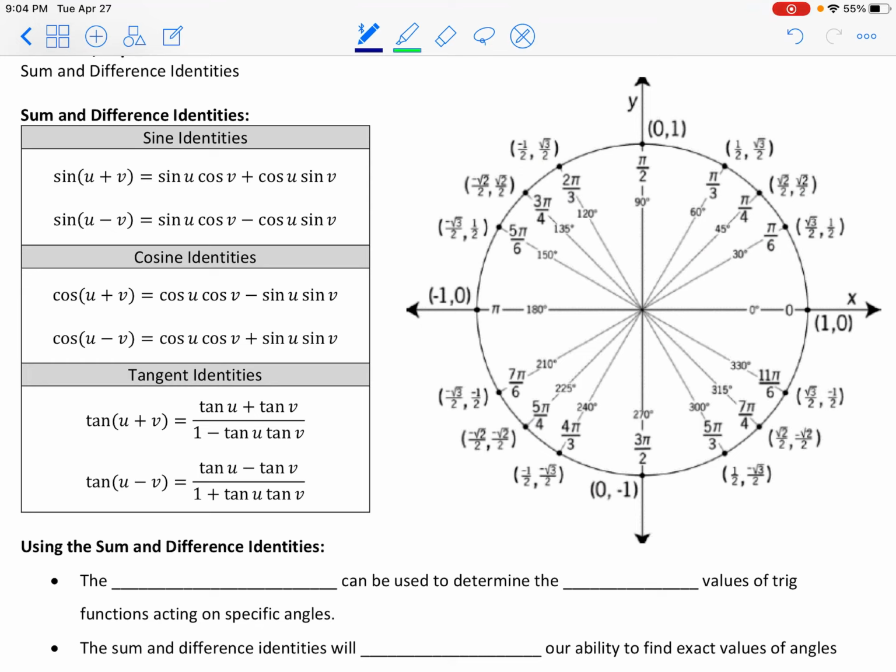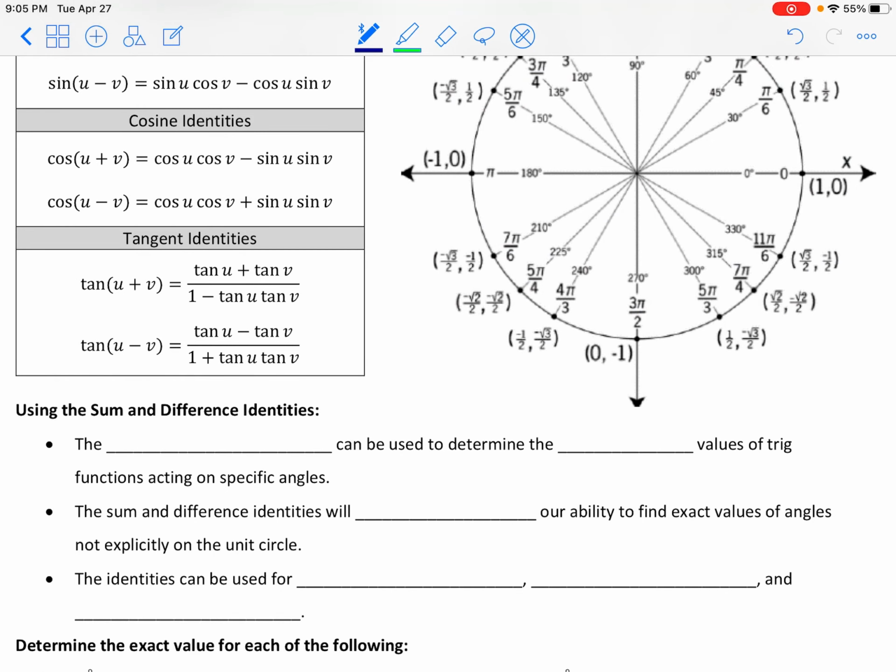So sum and difference identities are useful when we have the sine of a sum or the sine of a difference, and the same for cosine or tangent. If it's one of our sine, cosine, or tangent functions applied to a sum or difference of two things, what we can try to do is expand it out to further our abilities. For instance, we can use the unit circle.